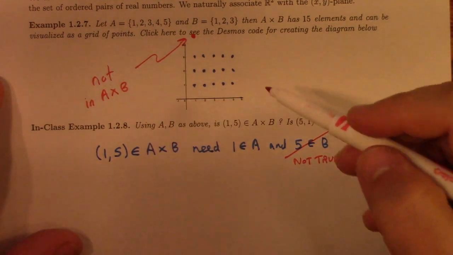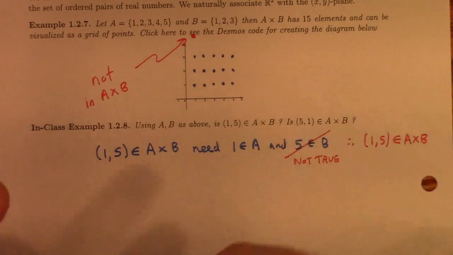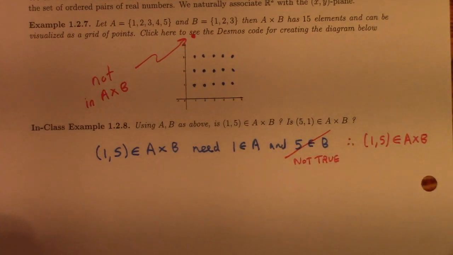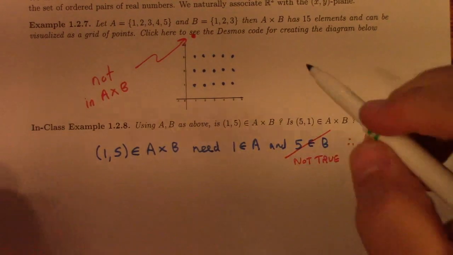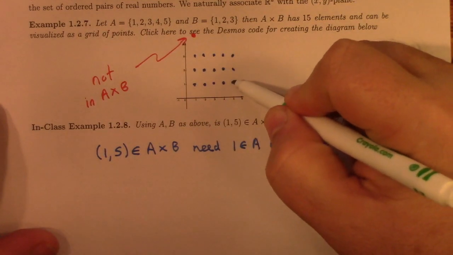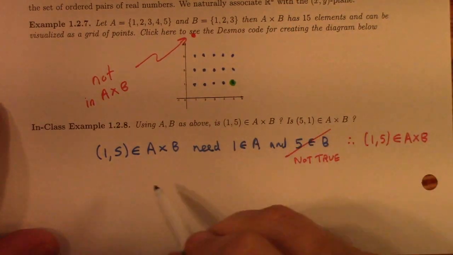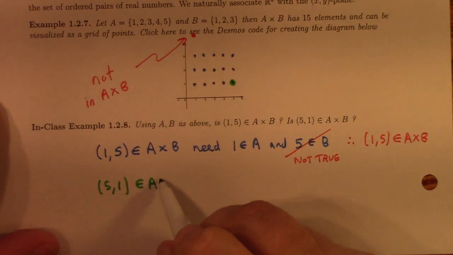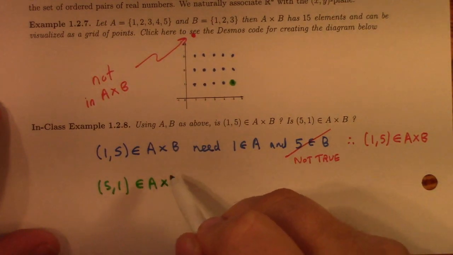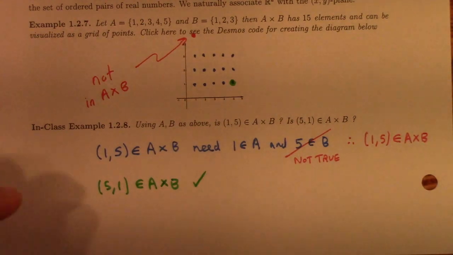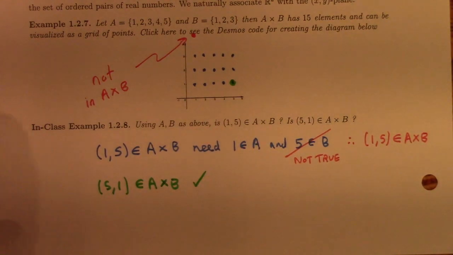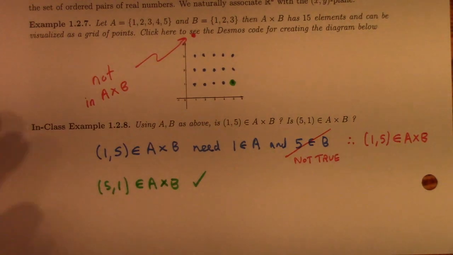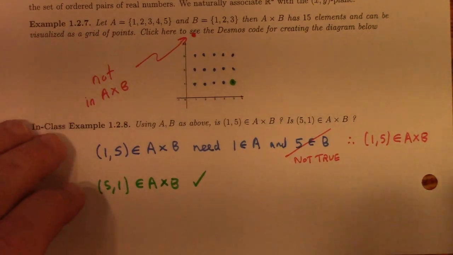Now, on the other hand, (5, 1), well, that point is 5 over, 1 up. That's this point right here, right? So, yeah, (5, 1) is an element of A cross B. That is true, and that is true because 5 is an element of A, and 1 is an element of B, so it is in A cross B. All right, so that's Cartesian product.